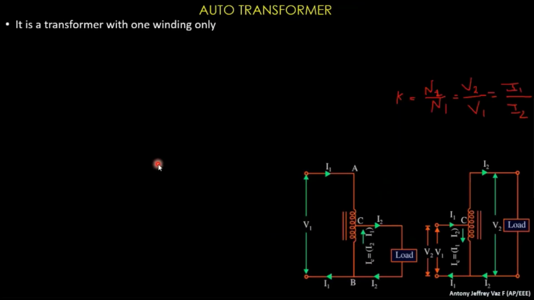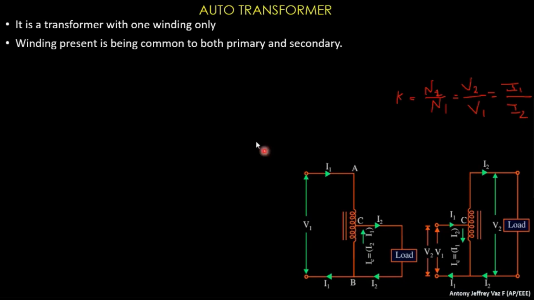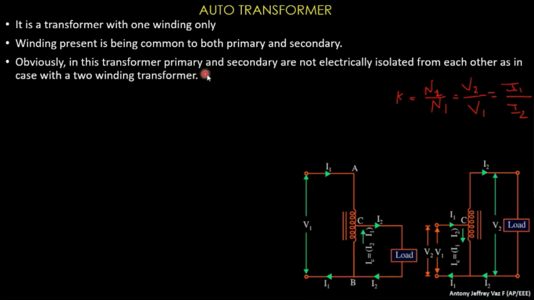Now let us move to the next one, which is auto transformers. It is a transformer with one winding. Here you can see that instead of primary and secondary windings, this type of transformer has only one winding. The winding present is common to both the primary and secondary. Obviously, in this transformer, primary and secondary are not electrically isolated from each other, as is the case with two-winding transformers. Both primary and secondary are served by the same winding.